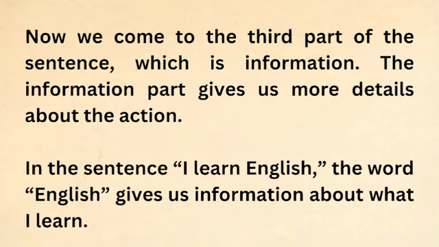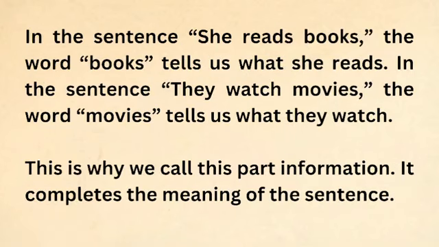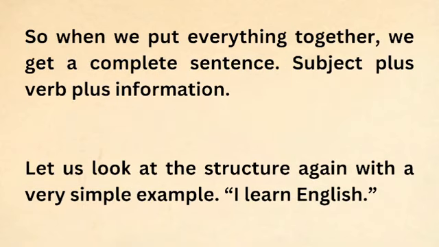Now we come to the third part of the sentence, which is information. The information part gives us more details about the action. In the sentence, "I learn English," the word "English" gives us information about what I learn. In the sentence, "She reads books," the word "books" tells us what she reads. In the sentence, "They watch movies," the word "movies" tells us what they watch. This is why we call this part information. It completes the meaning of the sentence. So when we put everything together, we get a complete sentence: subject plus verb plus information.